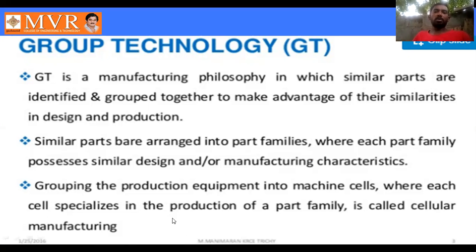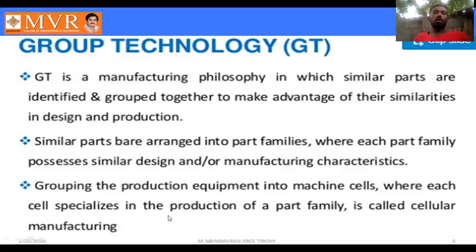So grouping the production equipments into the machine cells. The equipments are arranged into machine cells, where each cell specializes in the production of the part families. So each cell specializes in the production of a part family. That's why we can call this type of process cellular manufacturing.